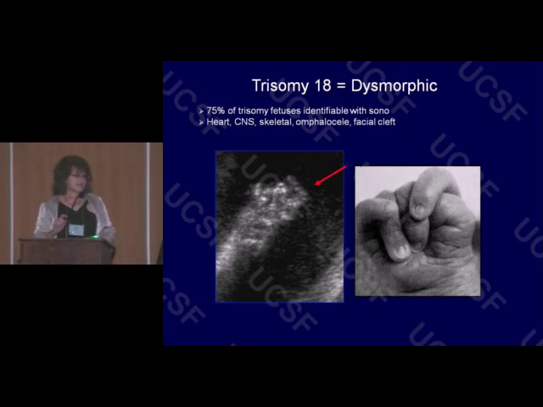Helpful to us is the fact that trisomy 18 fetuses are typically dysmorphic, and dramatically so. CP cyst wouldn't be the only observation. 75% are identifiable by ultrasound and have a host of abnormalities, including other CNS findings and heart findings, and the telltale hand finding with overlapping digits.